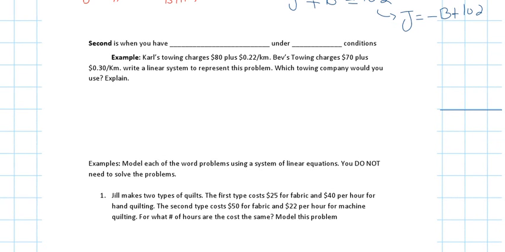The second one is when you have 2 scenarios with the same conditions. When I'm saying 2 scenarios, I'm saying 2 different companies, or 2 different events, and you're comparing them.